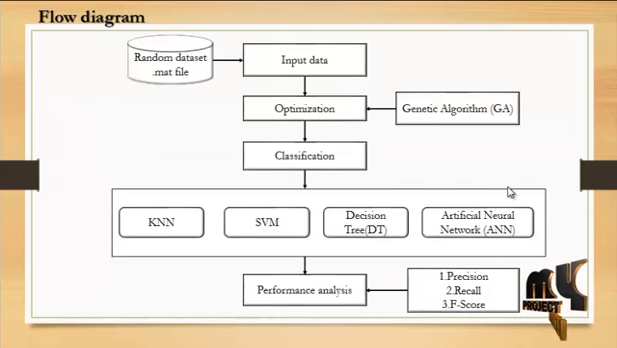Let us discuss the flow diagram of the process. This is the overall flow diagram. Here we are using a random data set in a .mat file, like an Excel sheet format, as the input data. In this step, the input data is obtained randomly using the mat file.